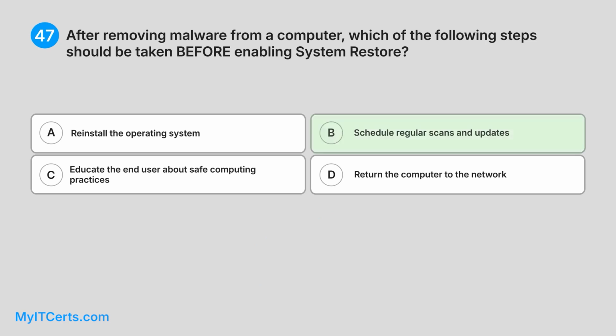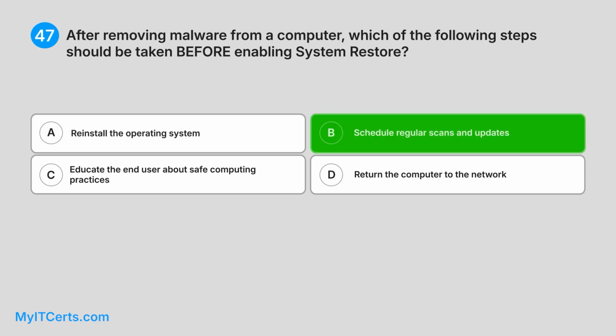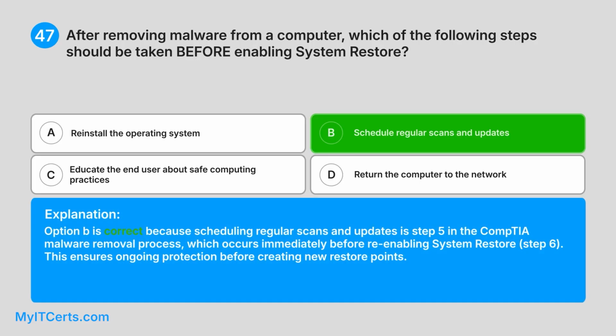Correct answer, B. Schedule regular scans and updates. Explanation. Option B is correct because scheduling regular scans and updates is step 5 in the CompTIA malware removal process, which occurs immediately before re-enabling system restore, step 6. This ensures ongoing protection before creating new restore points.